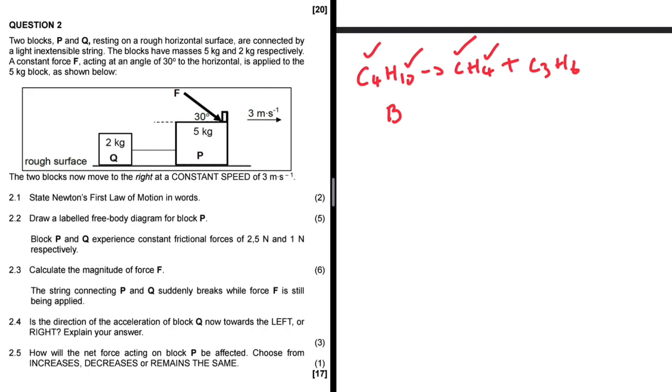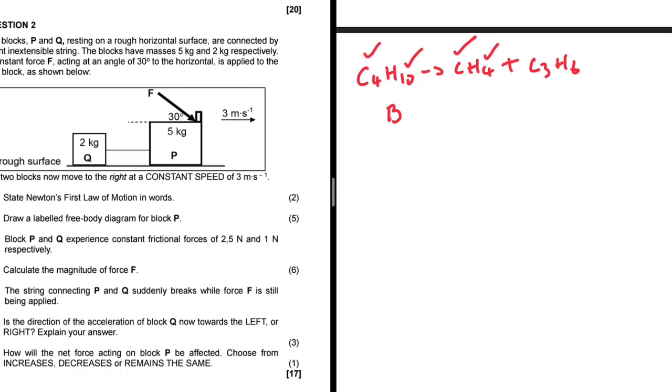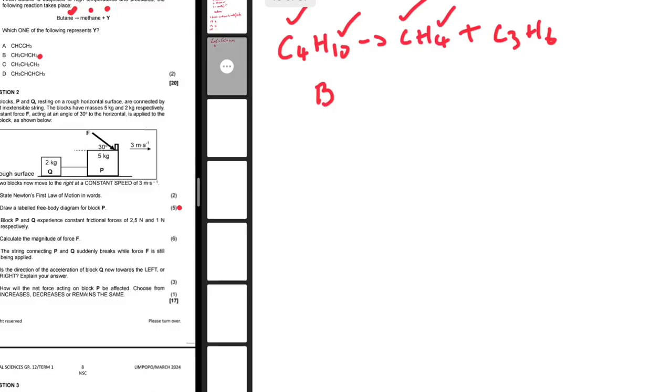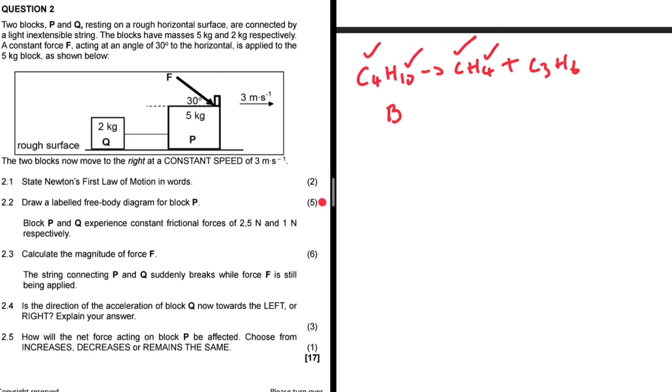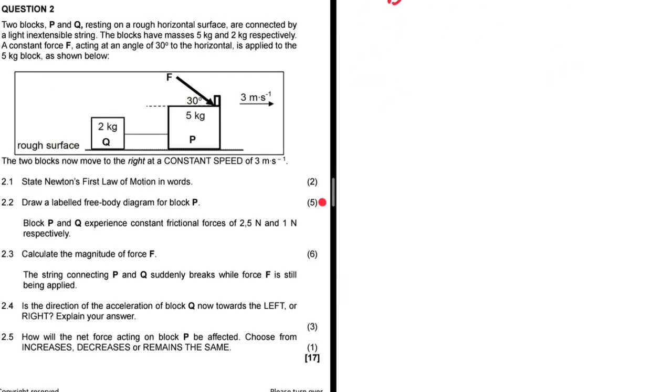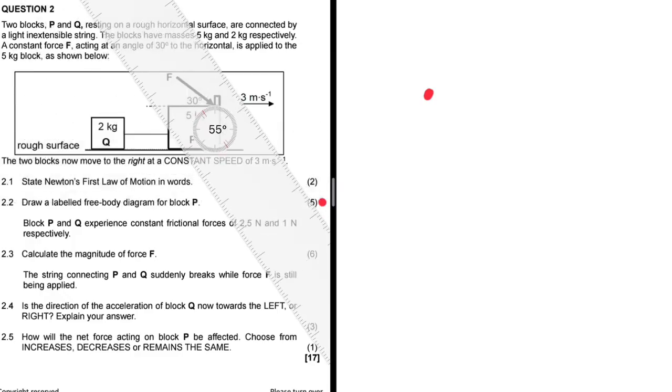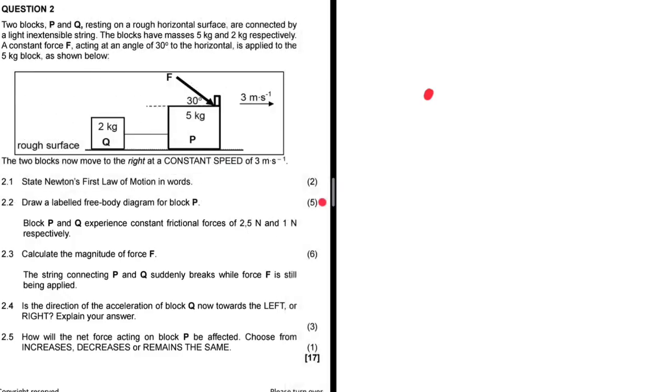And then 2.2, draw a labelled free body diagram for block P. That is for 5 marks. So because the question is for 5 marks, we do expect the number of forces on the free body diagram to be 5, right? So let's go ahead and see what we're going to end up with. The first force that you should indicate when you want to draw a free body diagram should be the weight.